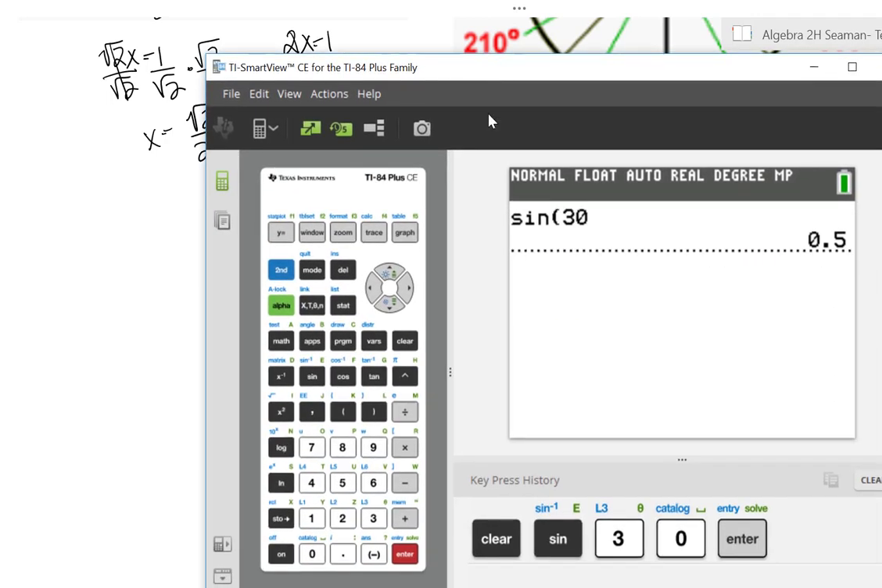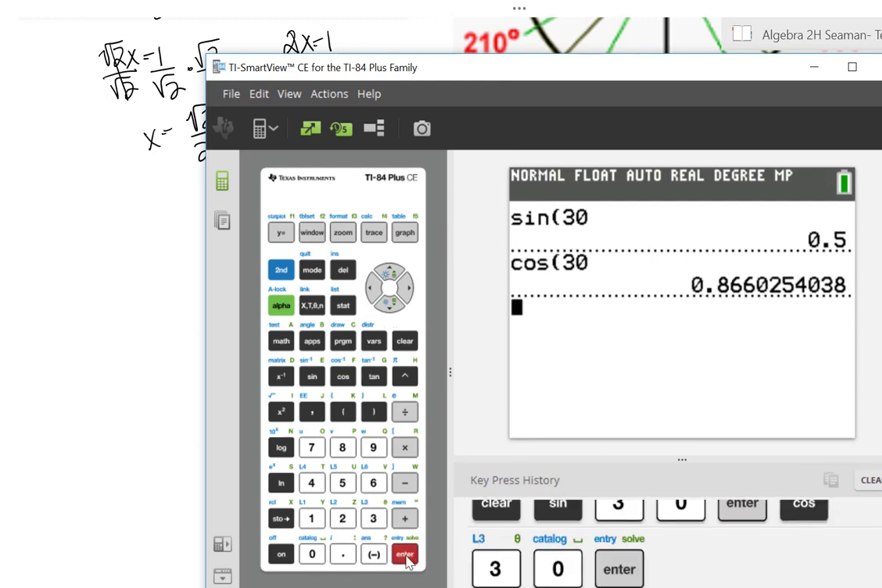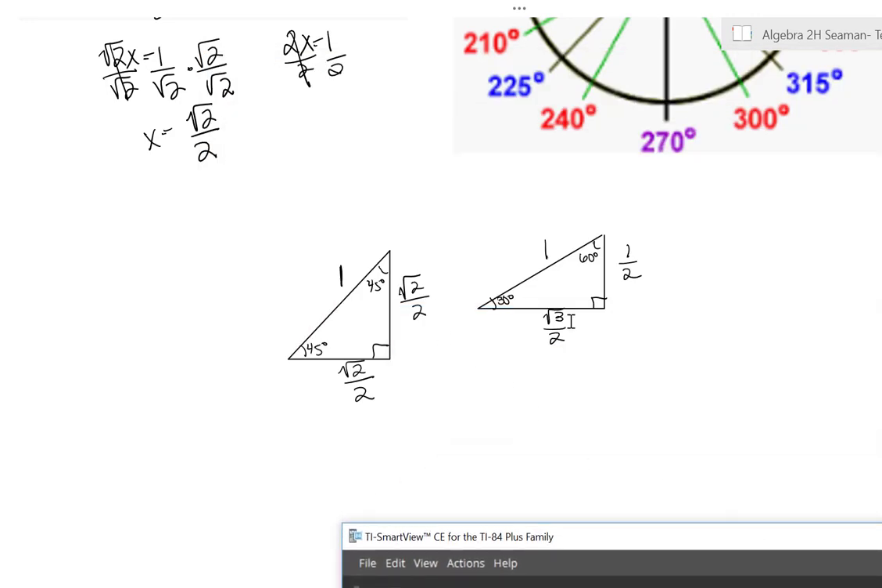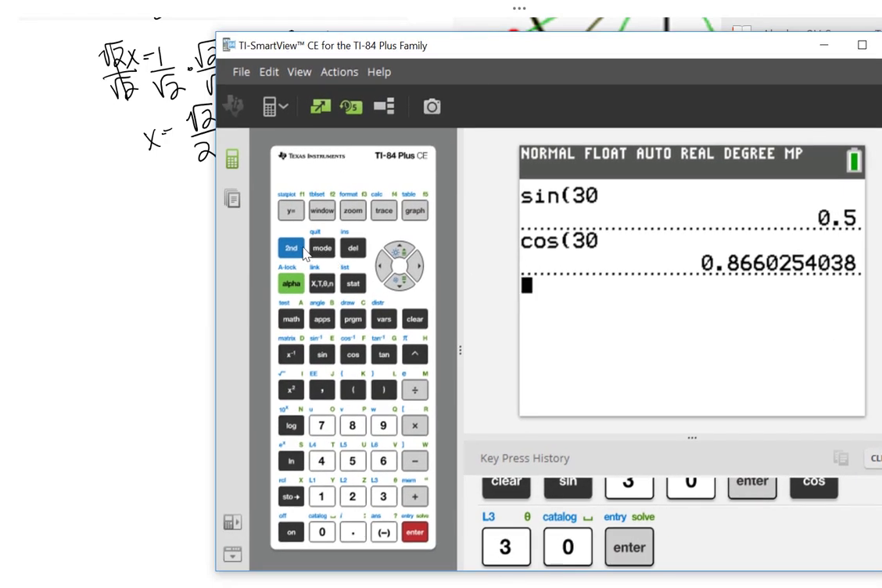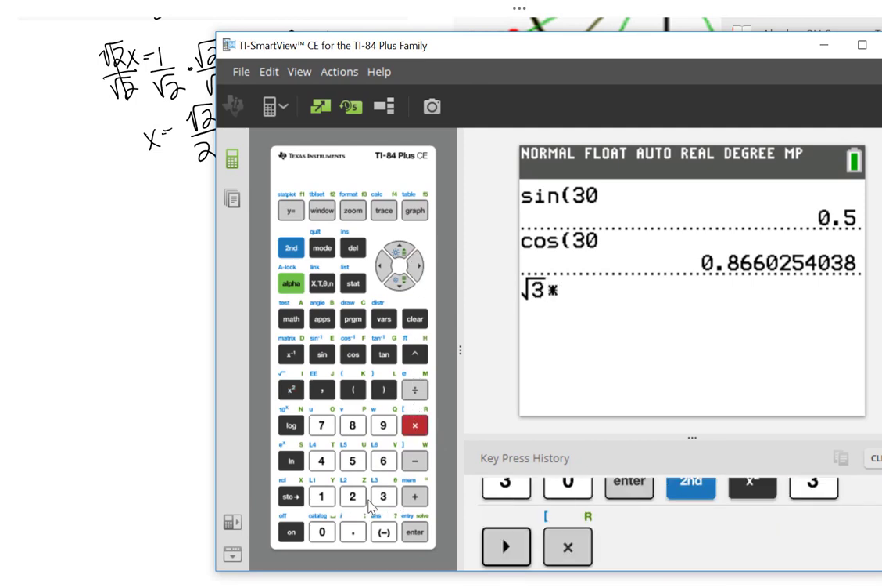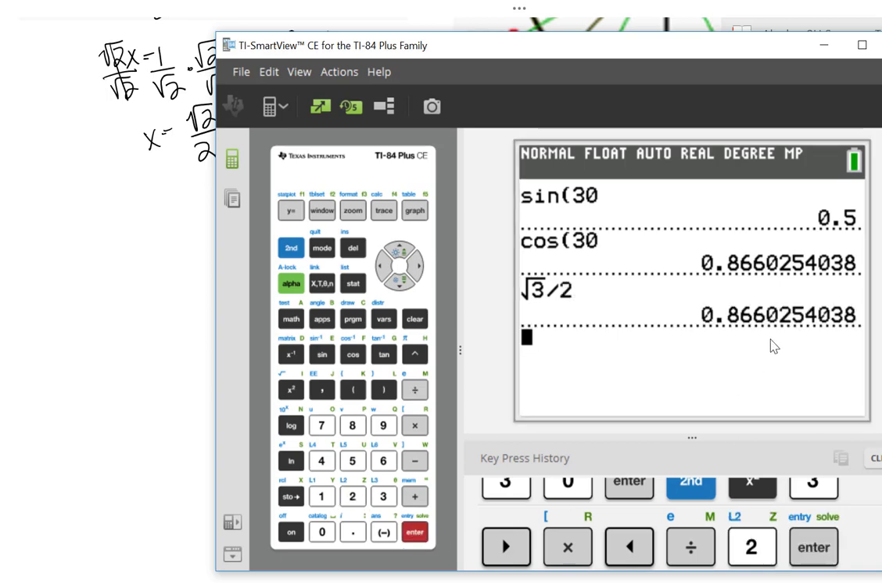When I do cosine of 30, I get 0.86. Now I know that cosine is adjacent over hypotenuse. Since my adjacent side is square root 3 over 2, let's just check something and see if it works. Square root 3 divided by 2. I also get that same value.